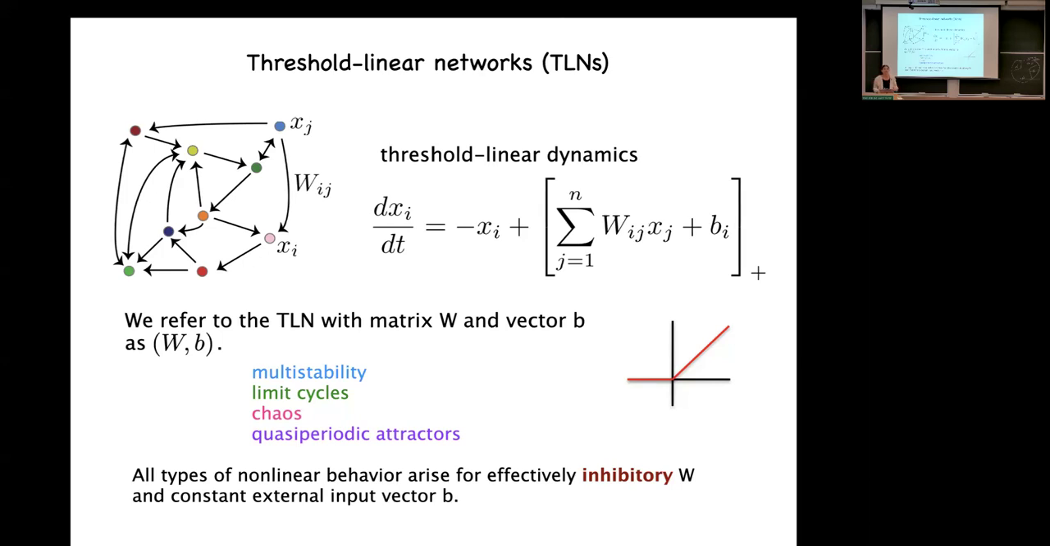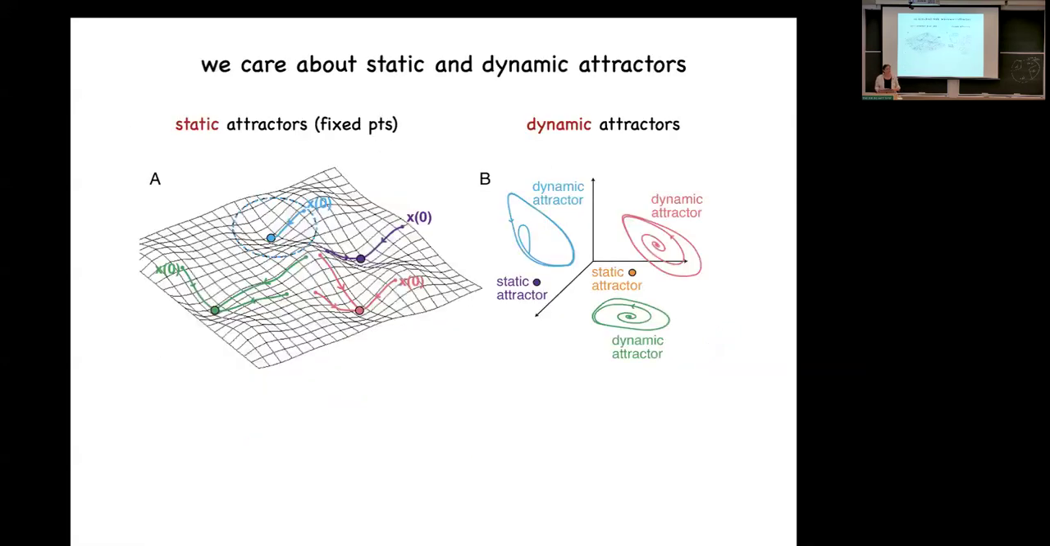On the other hand, they're also mathematically tractable, right? And so we can prove theorems relating the structure of the W matrix, especially when it comes from a graph, to important features of the dynamical system. Okay, and I just want to quickly make sure we're all on the same page, right?